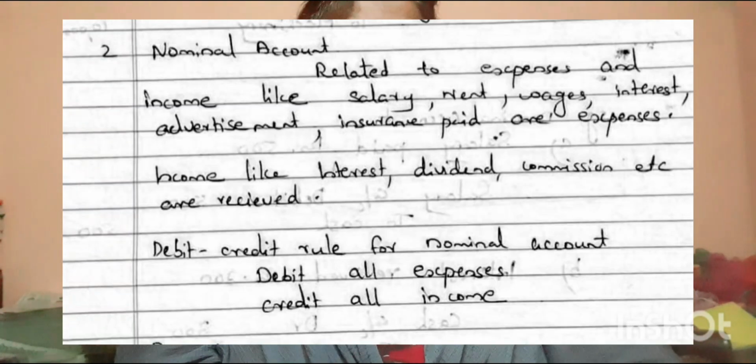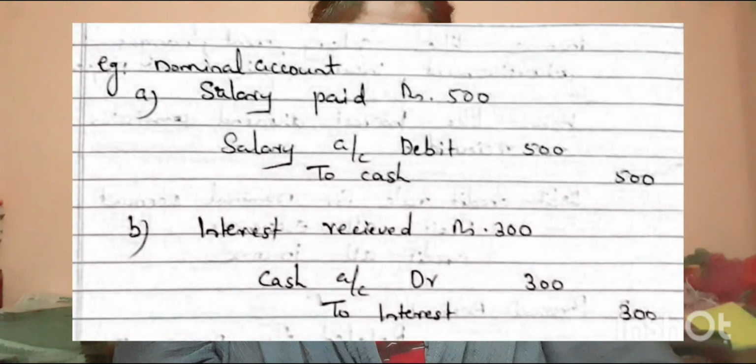Okay, then the second one, nominal account. It is related to expenses and income. The debit credit rule regarding nominal account is that debit all expenses and credit all income. For example, salary, wages, rent, etc. are the expenses. When expenses are paid, then debit all expenses. For example, when salary is paid, salary account debit to cash.